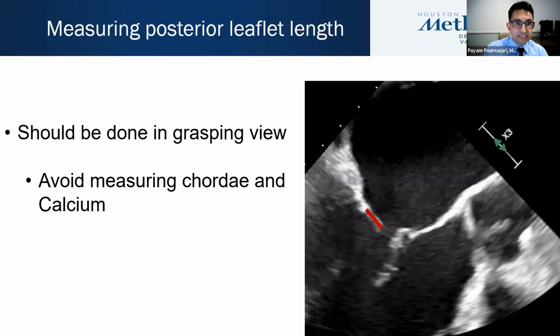In order to assess the leaflet length, the posterior leaflet has to be measured carefully in the grasping view, which is usually between 120 to 140 degrees, having the LVOT in view. And in the setting of having a ruptured chordae or potentially presence of calcification, you have to make sure that the chordae or calcium is not calculated in the leaflet measure. The minimum leaflet length required for NT and NTW clips is 6 millimeters, and the minimum leaflet length required for XT and XTW clips is 9 millimeters.